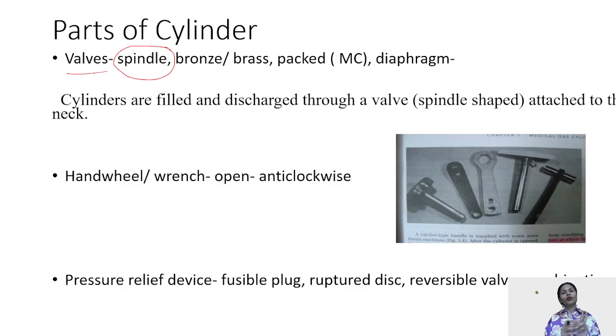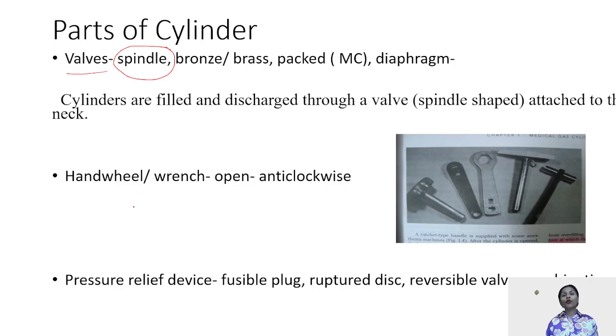So two things about the valves you have to remember. One, it is made up of bronze, brass. Most common flush type of valve, or packed valves, are present on the anesthesia machines, which are most common. And valves are the most important part of the machine through which the gases can be filled and discharged. And this is the part that attaches the cylinder to your anesthesia machine via your hanger yoke assembly.